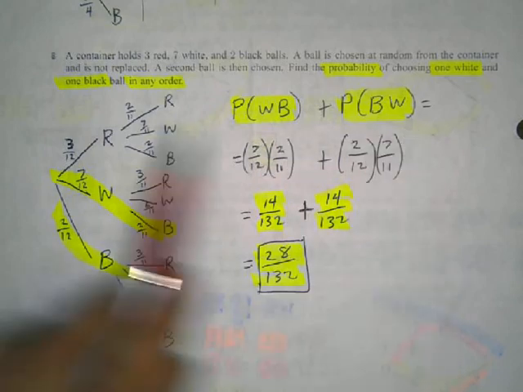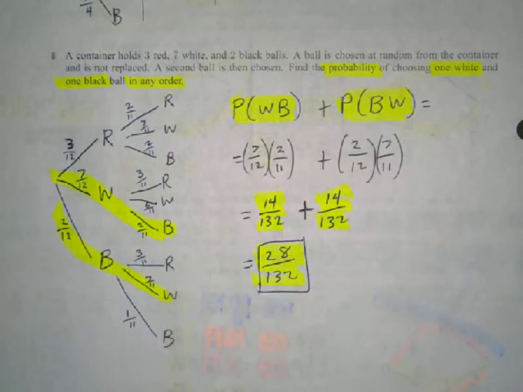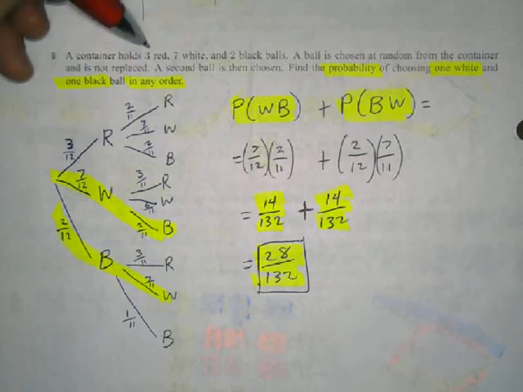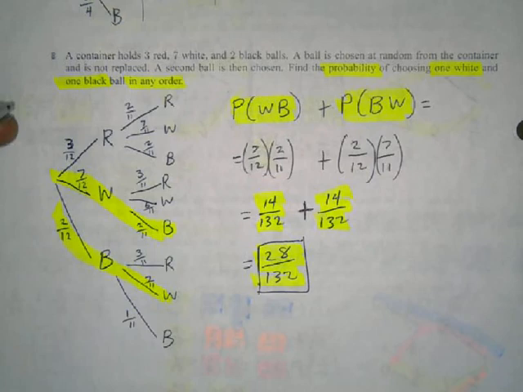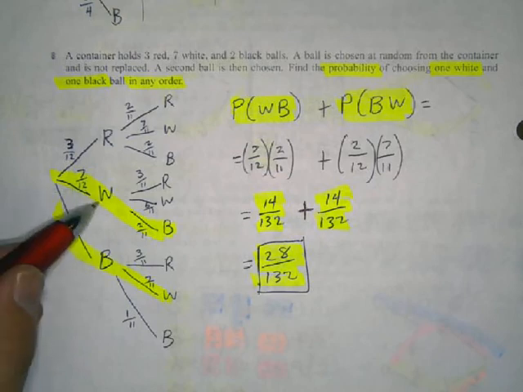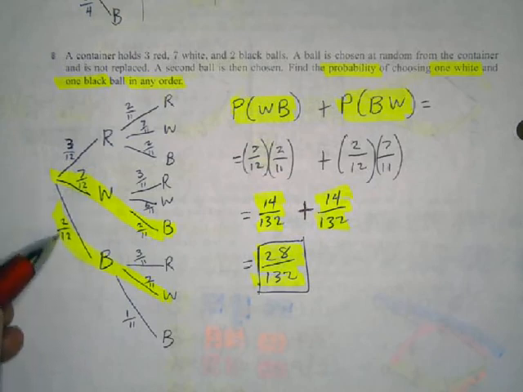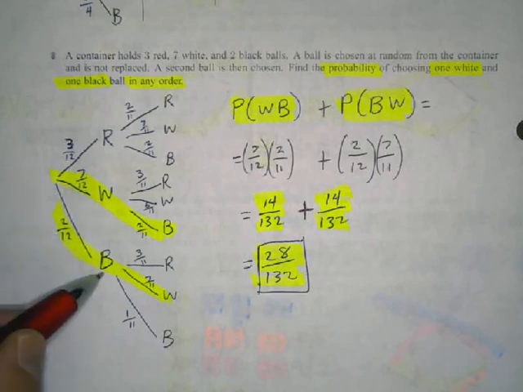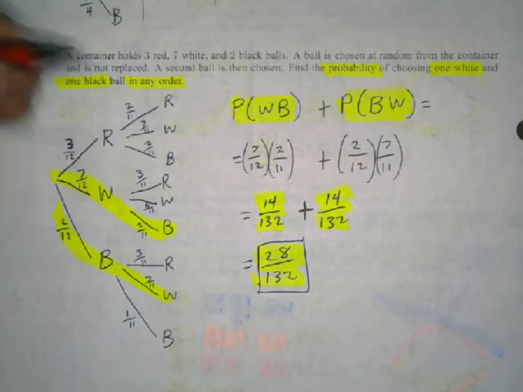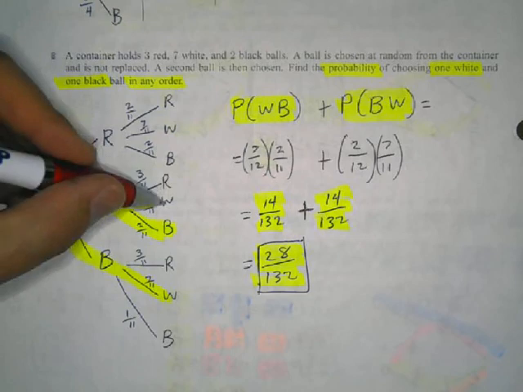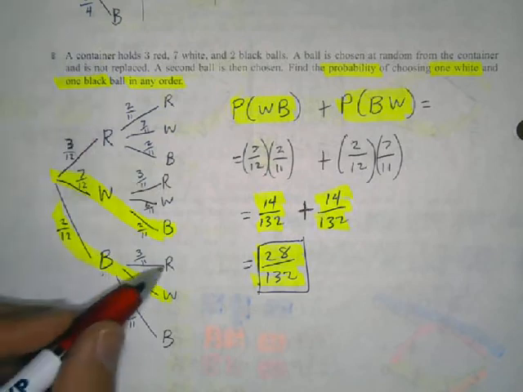The first thing I did was I set up my tree. So 3 red, 7 white, 2 black, that's 12 marbles total. So we have 3 out of 12 chance of getting red, 7 out of 12 chance of getting white, 2 out of 12 chance of getting black. Now from here I could get a red, white, and black. From here I could get a red, white, and black. From here I could get a red, white, and black.